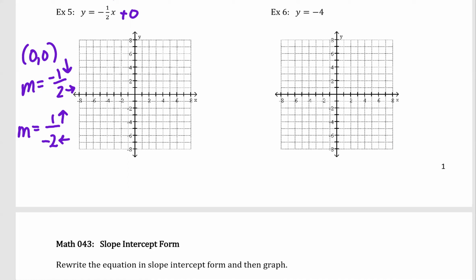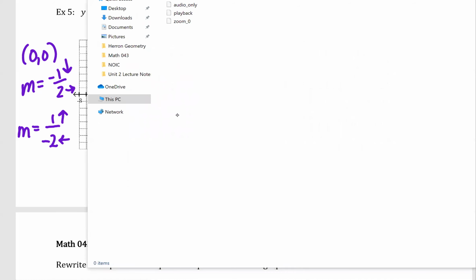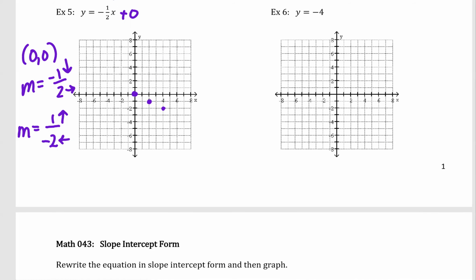So we'll start at (0, 0). And we'll go down 1, right 2. And we can also go up 1, left 2. And again, we're just kind of filling our graph with dots. And then connect the dots.